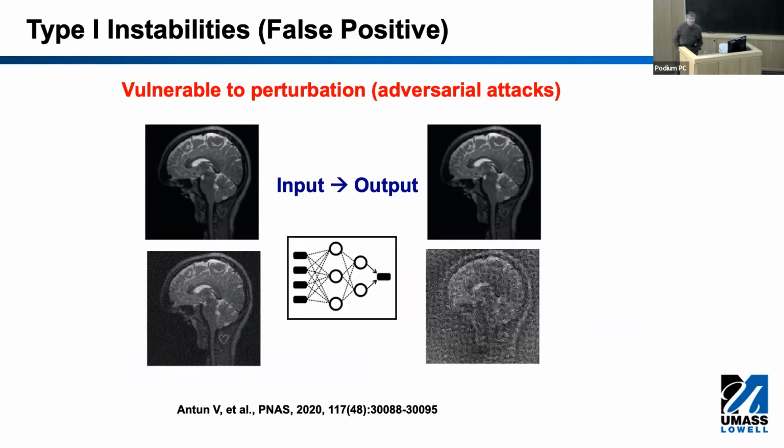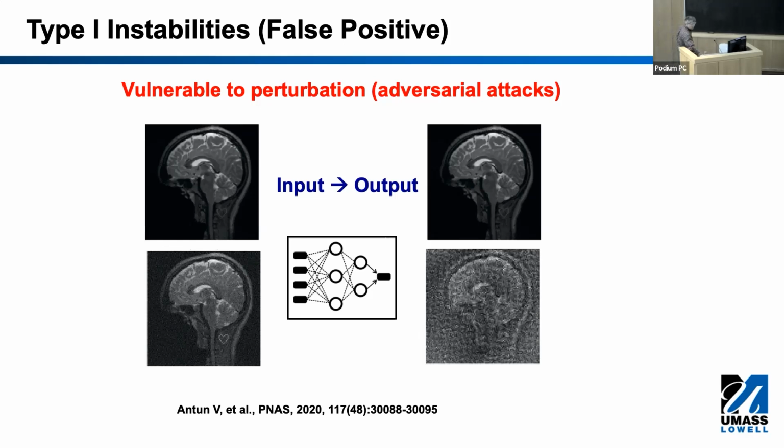For the first instability, basically, the well-trained neural network is vulnerable to perturbations. That is, when they are very close in the input, the output may have significant differences. For this kind of instability, it means false positives in clinical applications.